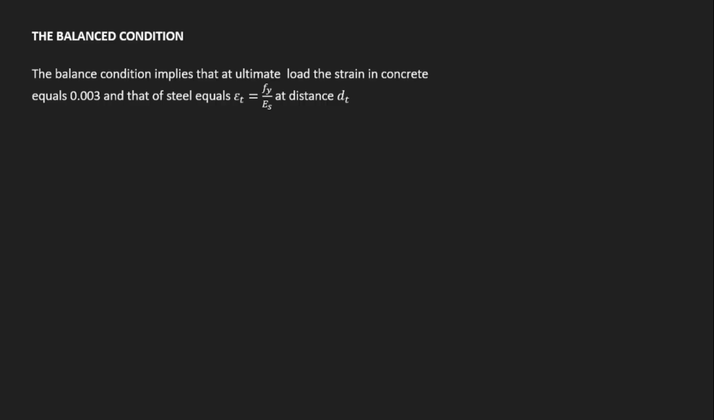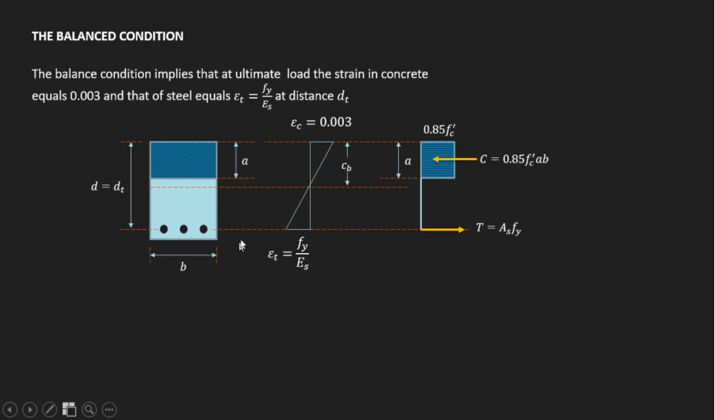So, pag-usapan naman natin guys yung balance condition. So, this implies that the ultimate load strain in concrete equals 0.003 and at the same time naabot natin yung strain na Fy over Es or the yield strain at distance dt. So, for example, meron tayong beam na meron tayong 3 bars. And this is the width, this effective depth. So, if we have single layer na steel reinforcement, automatic yung effective depth natin that is also equal to dt. So, yung strain diagram nga, naabot natin yung 0.003 and yung yield strain.